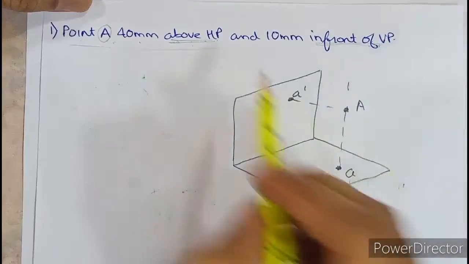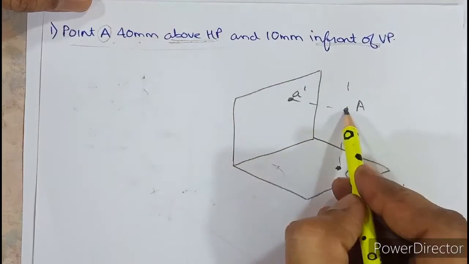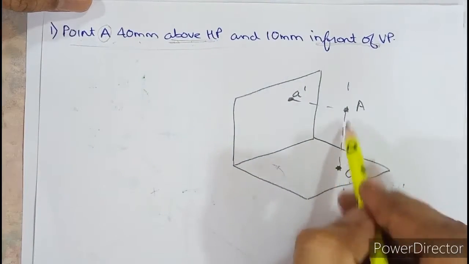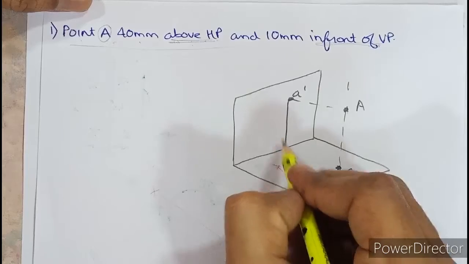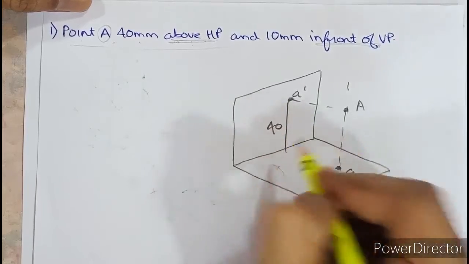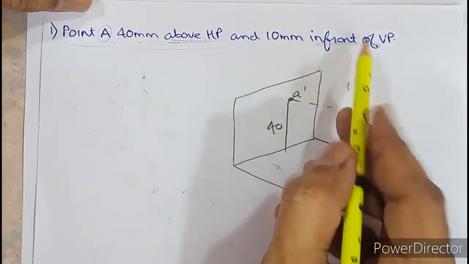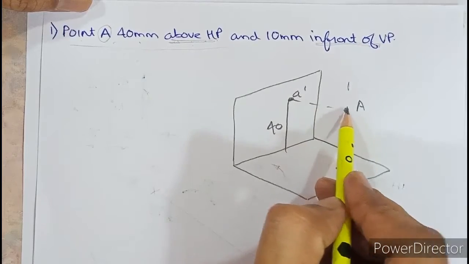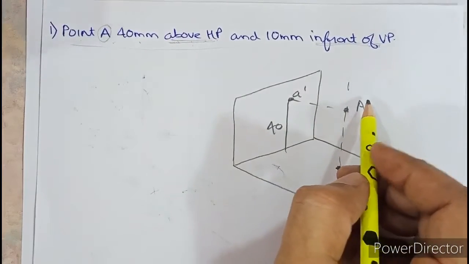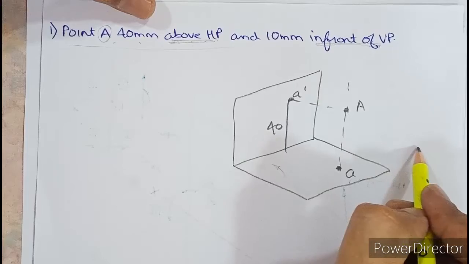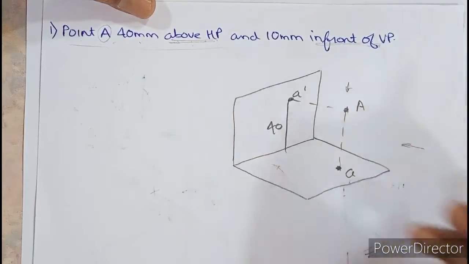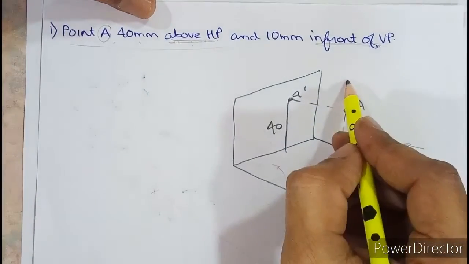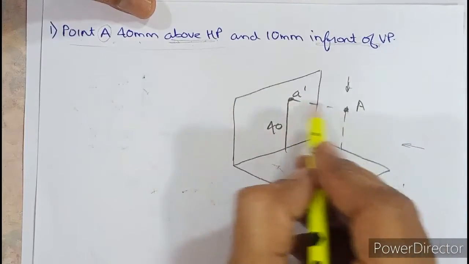Now read the question thoroughly. Point A is 40 above. If a point is above HP, it means A dash is above XY. So this dimension is 40. If a point is in front of VP, suppose this point capital A is in front. From where will you come to know it is in front? Should you look from the front or from the top? Yes, from the top view you can come to know how much it is in front.